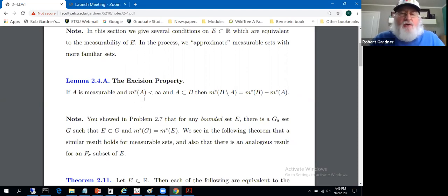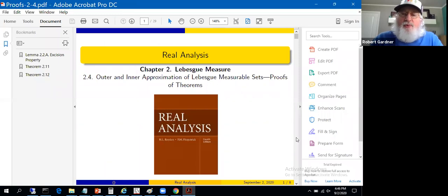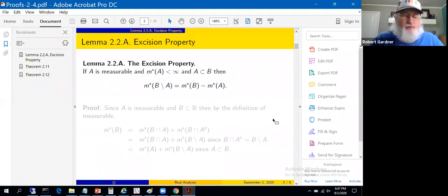The condition on measurability of A, the outer measure of A being finite, avoids us running across maybe an infinity minus infinity nonsensical symbols. So that's the reason that we've got the restriction to A being finite. The excision principle looks reasonable. Here's the proof.